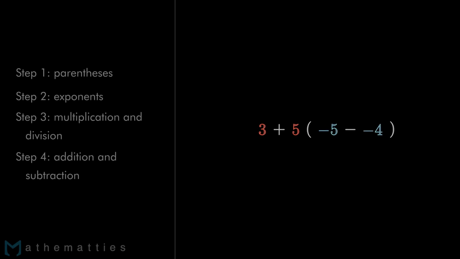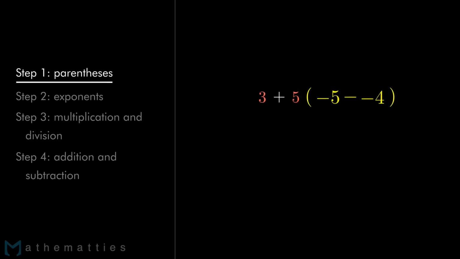Ouch, this looks hard. 3 plus 5 times, in parentheses, minus 5 minus minus 4. That is a long exercise. But do not worry, we just follow the steps. This time we do have parentheses, so we look at what we find inside them. Now note that for the inside we again look at the steps. There are no further parentheses inside the parentheses, nor any exponents. We do not have any multiplications or divisions, so we arrive at the fourth step.